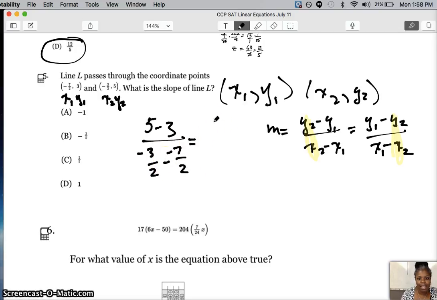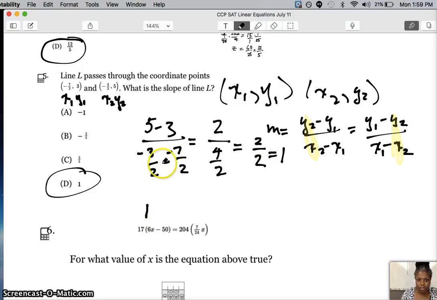When I do that, I get 2 over, I'm going to add those together, negative 3 over 2 plus 7 over 2 basically is going to be 4 over 2, which I understand to be 2. So then I get 2 over 2. You with me? You see how I did that? So 2 over 2, which is equal to 1. And so my answer is a positive 1. All right? Change in y over change in x.